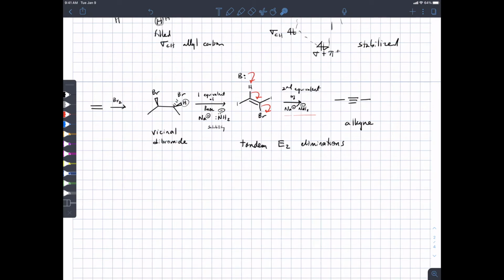So question, we won't need to know tandem E2 eliminations until chapter 10. Well, you certainly won't need to know how to make a vicinal dibromide before chapter 10. But if I gave you this as a starting material and I asked you how you can make an alkyne, I feel like that's a fair question because that's just two E2 reactions, one after the other.